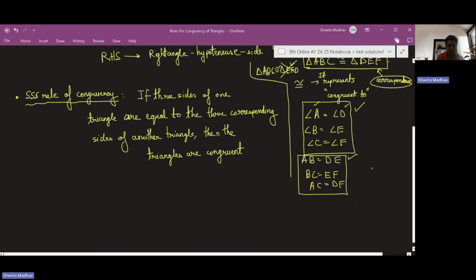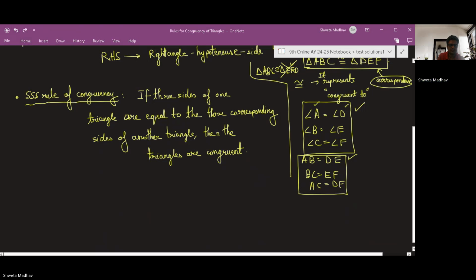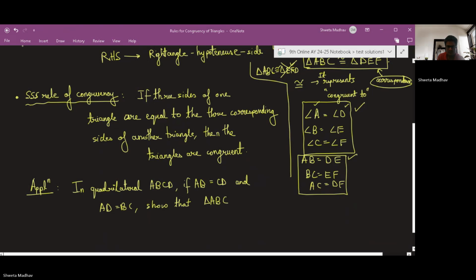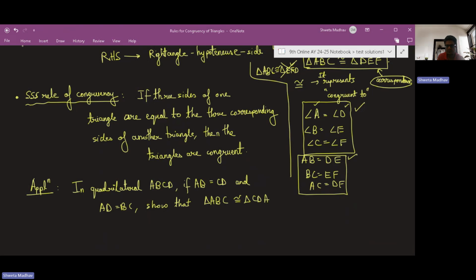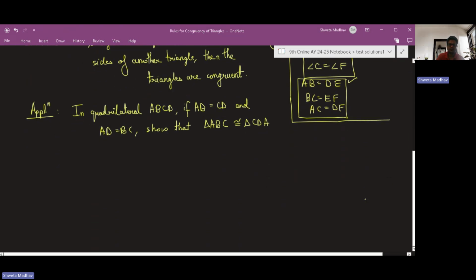So we can understand this by using one application. Suppose it is given that in quadrilateral ABCD, if the side AB equals CD and the side AD equals BC, then show that triangle ABC is congruent to triangle CDA. Suppose we are being asked to prove this. So we can prove this by using the SSS rule, or the side rule of congruency. How? Let us see that.